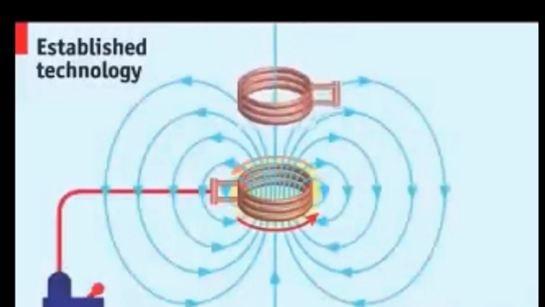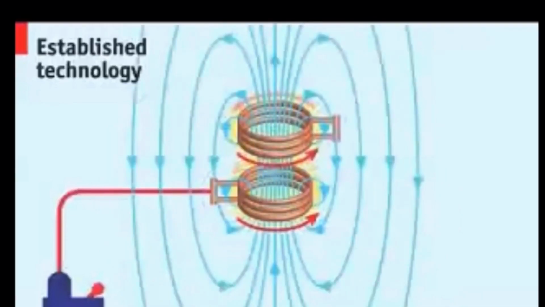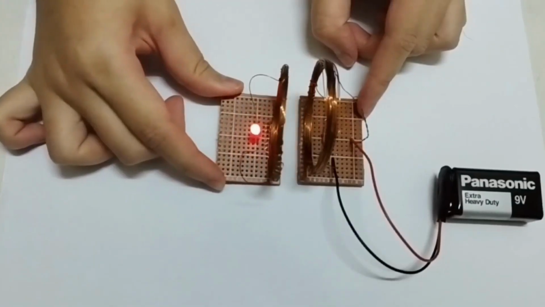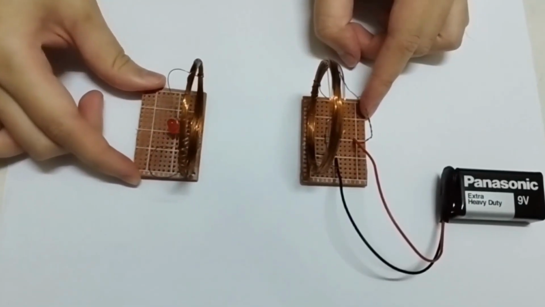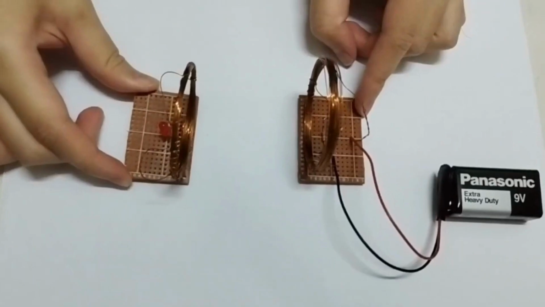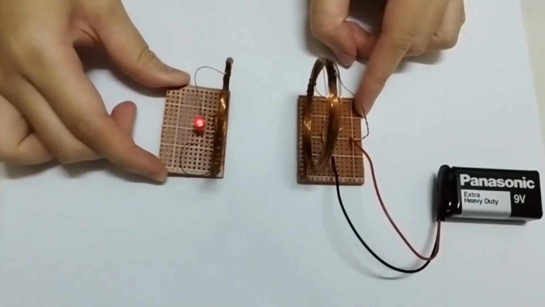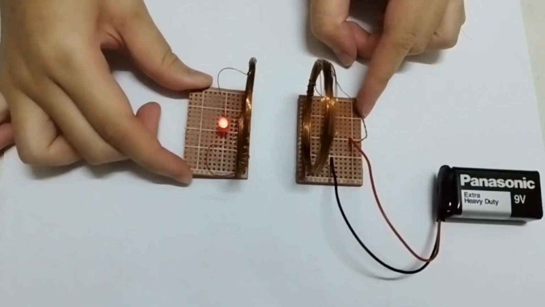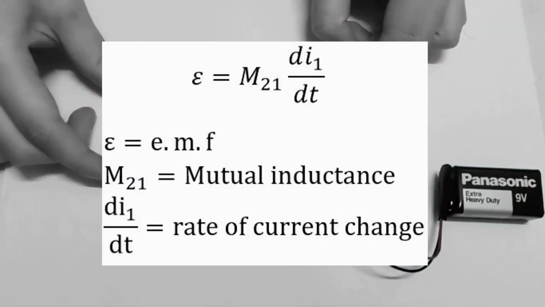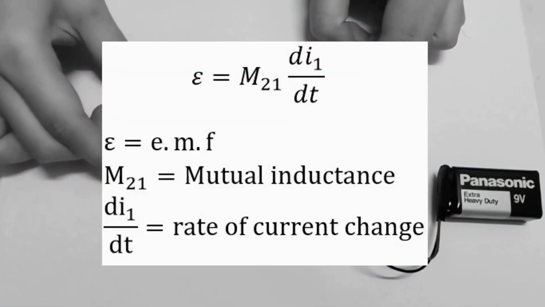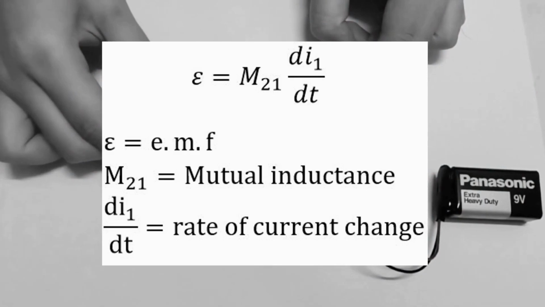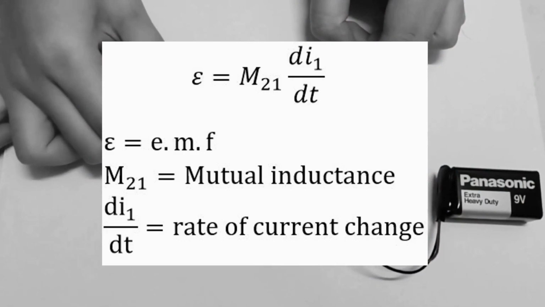Because the field is linked between the two coils, once the coils are separated, the EMF becomes weaker in the receiver section, as we can see in the demo where the LED lights up brighter when it moves closer to the transmitter section. This is where we derive the expression as shown here, where the EMF of coil 2 is dependent on the rate of change of current in coil 1.